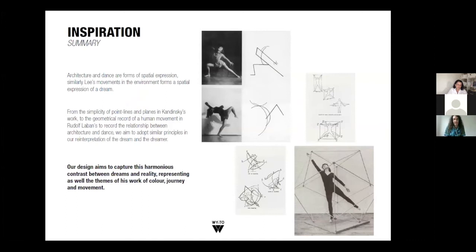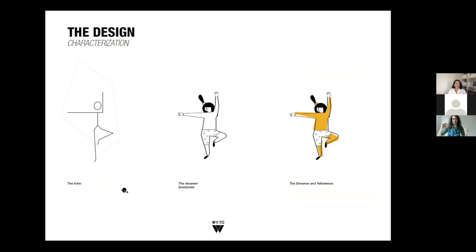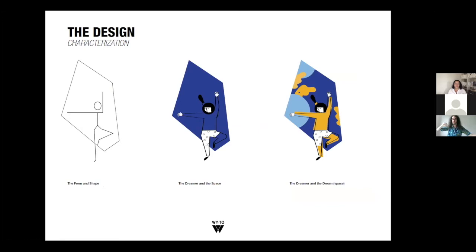Our design aim was to capture this harmonious contrast between dreams and reality, representing as well the themes of his work: color, journey, and movement. So we started to look at body movement, body posture, and how we can invite the kids and the visitors to recreate those body movements. The form, the dreamer, all of us, and the yellow man, of course, Li Wen. The form and the shape, what we create when we move, we create shapes with our body. Altogether, the dreamer and the dream are happening in the space.